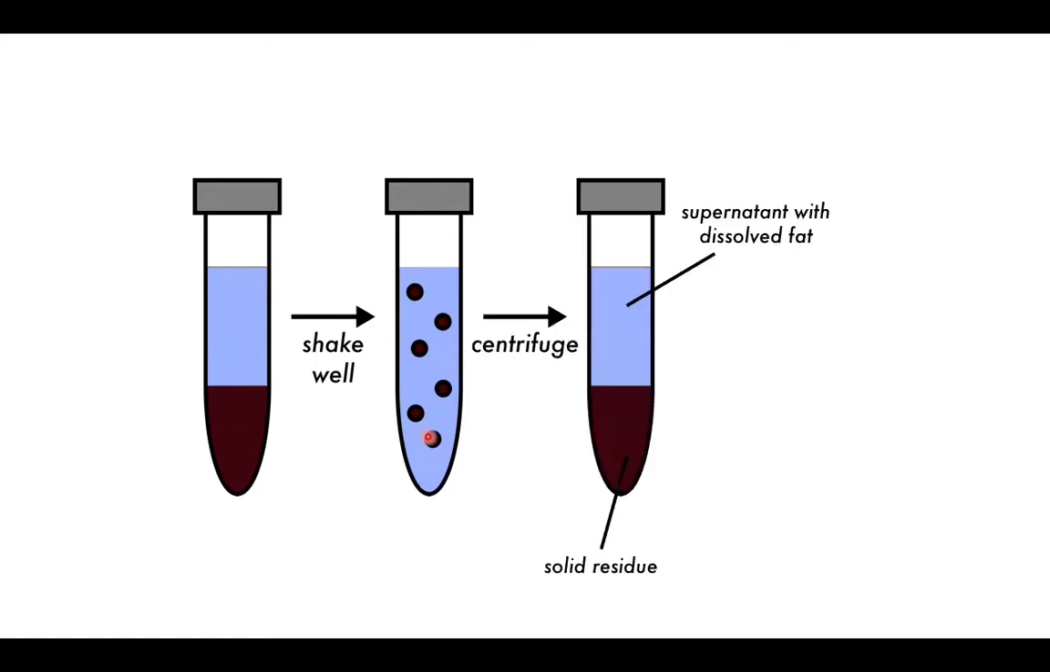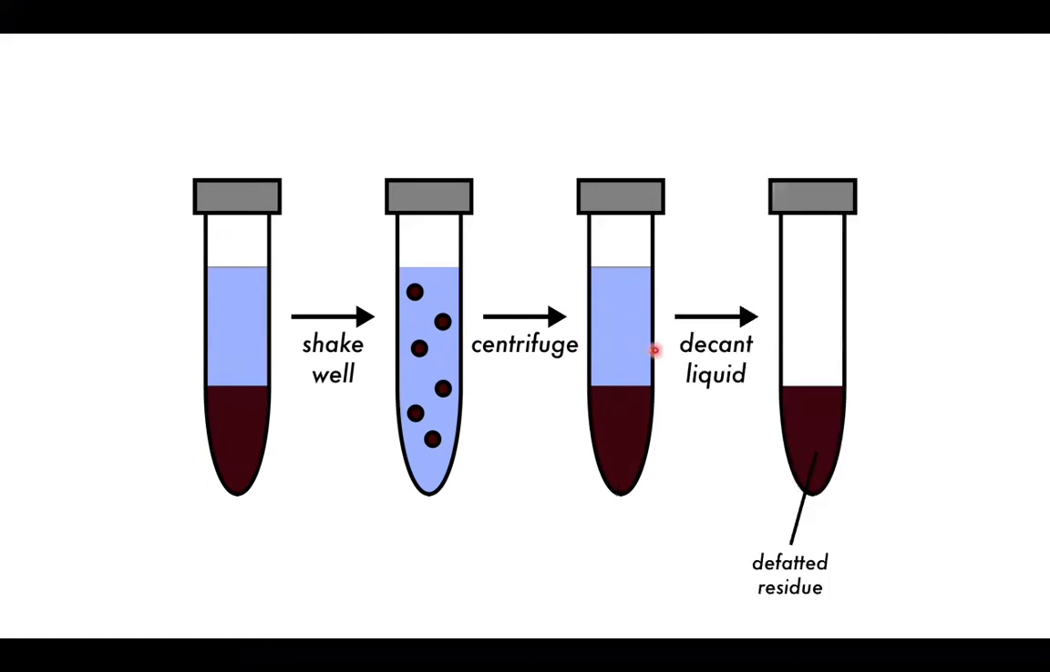Then we centrifuge this. This will separate the solid particles from the liquid, and it will separate into two phases. So we'll have a solid residue here, and we'll have a supernatant, which is this liquid above the solid phase, which will have the dissolved fat. So the fat will have been extracted from the chocolate into the solvent. Then we centrifuge that to separate the two layers. Then this layer contains the fat.